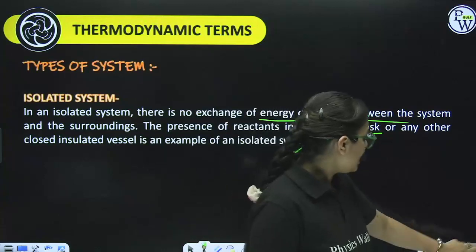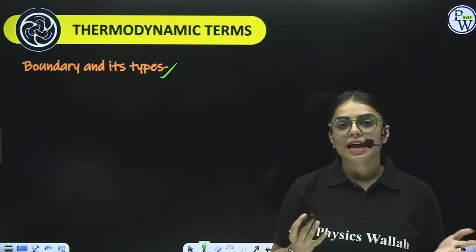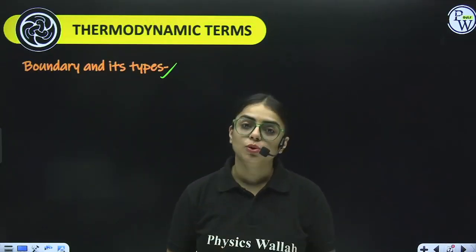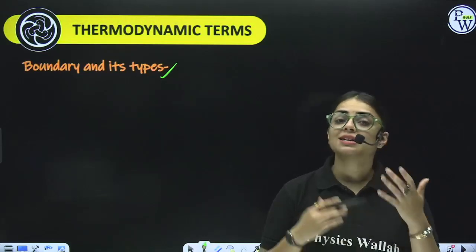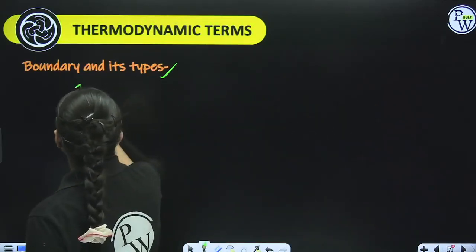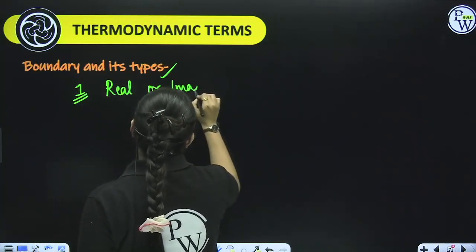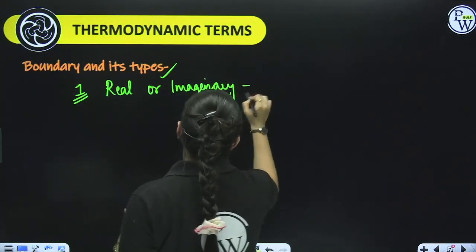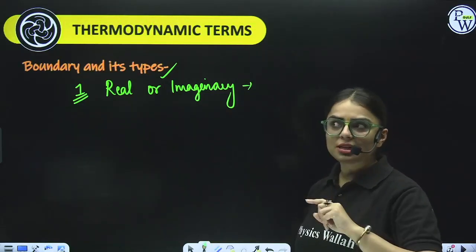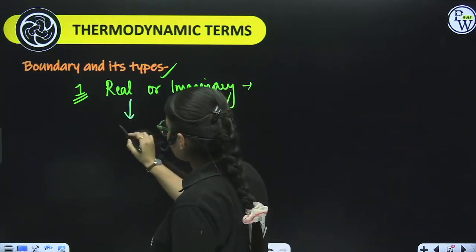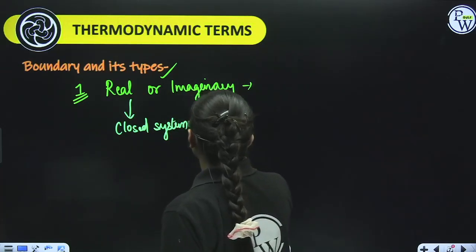That's really great. Let's proceed with the next term that we are going to use, which is boundary and its types. Boundary, I've already told you, is a thin line or something which separates both system and surrounding. But what are the types of boundary, students? The very first type that we shall observe is either a real or imaginary boundary. Now, what is a real and an imaginary boundary? The real boundary is something which you can clearly see, and imaginary is something which you need to imagine. That means a real boundary can be seen in the case of a closed system and an imaginary boundary can be seen in the case of an open system.